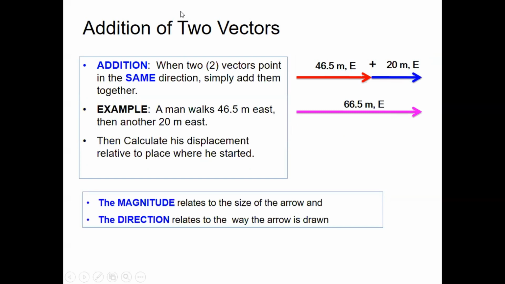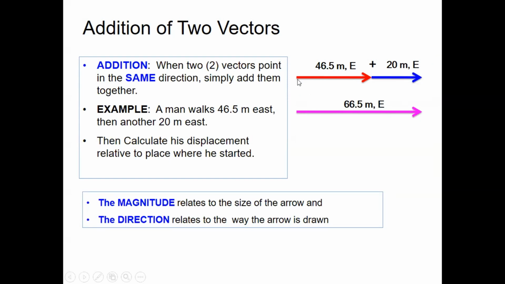For example, there are two vectors shown here. Let's first look at these. 46.5 meter towards east. A man walks towards east. On x-axis, this is east. Then another 20 meters further towards east. Then the total distance traveled is 66.5 meters towards east.